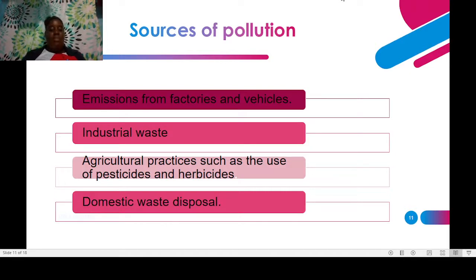Next, we have agricultural practices. Now, an example of waste coming from agriculture would be farmers spraying their crops with pesticides or herbicides to kill those pests. That would then pollute the land, which would then pollute waterways under the earth. Next, we have domestic waste disposal. Now, domestic waste would be the waste coming from our homes. So, all of these are examples of the sources of pollution.